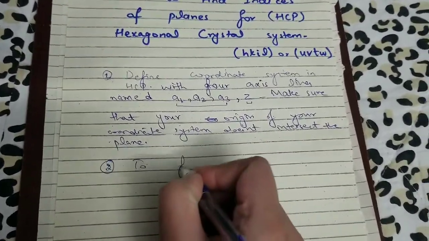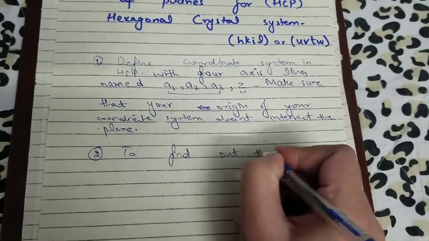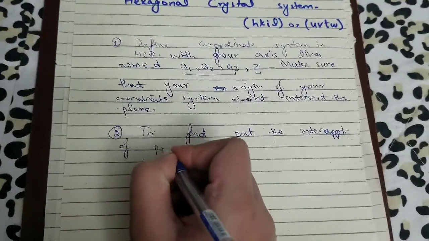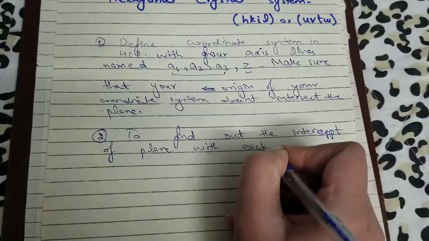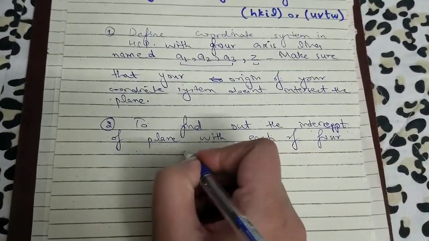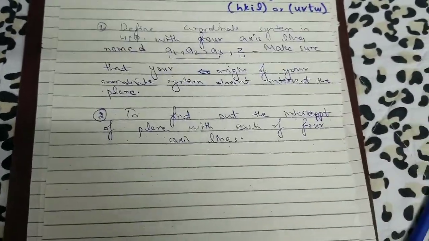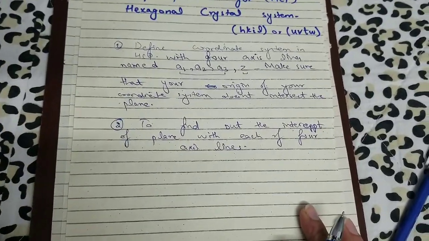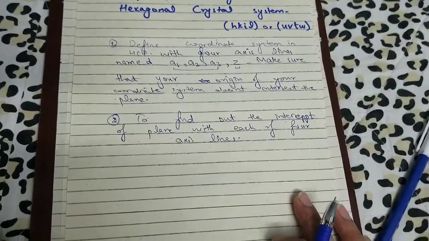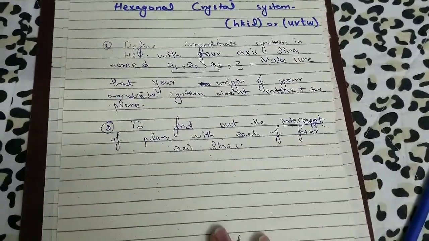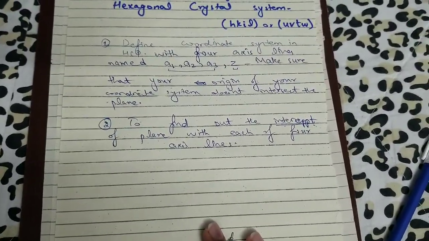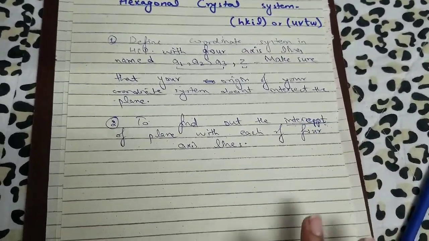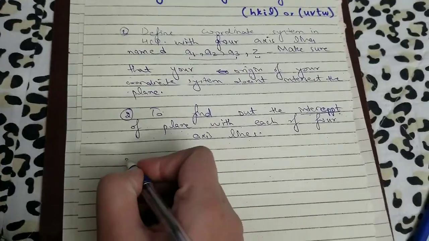The second step is to find the intercept of the plane with each of the 4 axis lines. We'll see it when we apply it. I'm just writing here the general steps that we'll be following, and every word that I'm using here will become clear to you. Intercept is the point where the plane touches the axis lines. This is the general definition, and I'll explain it further.